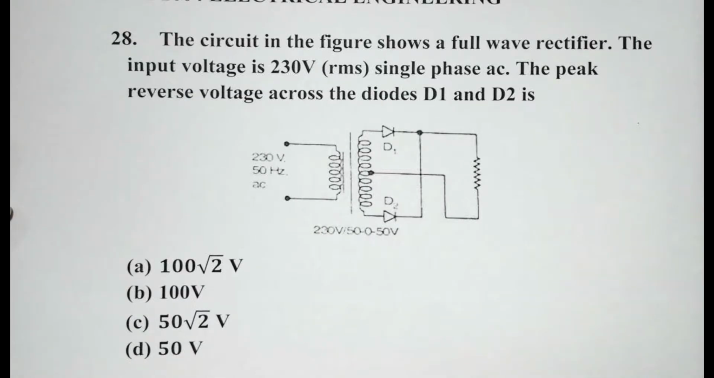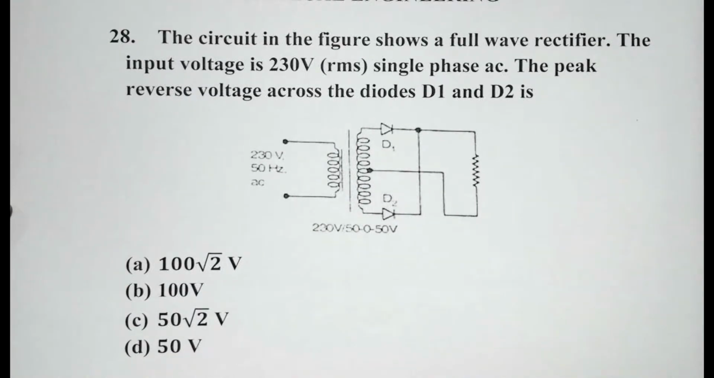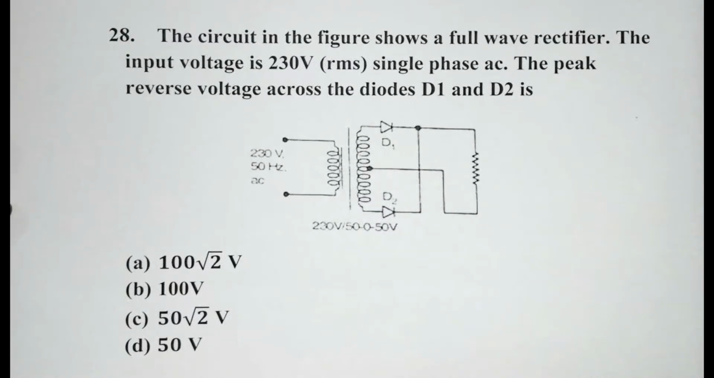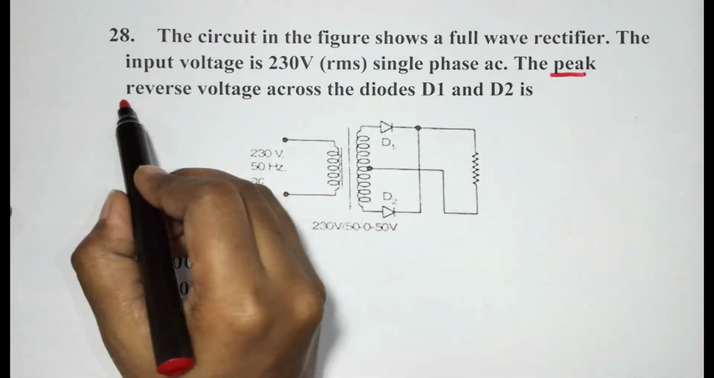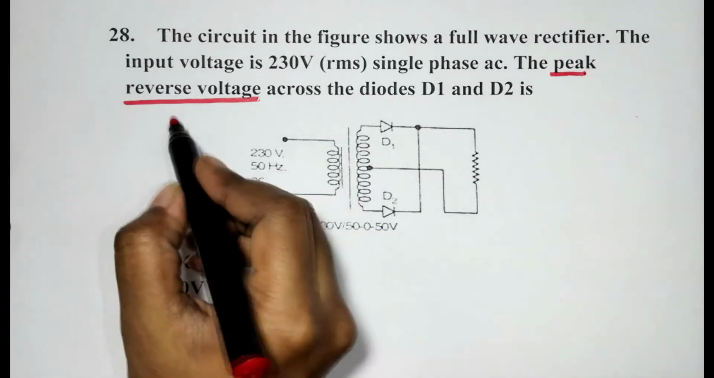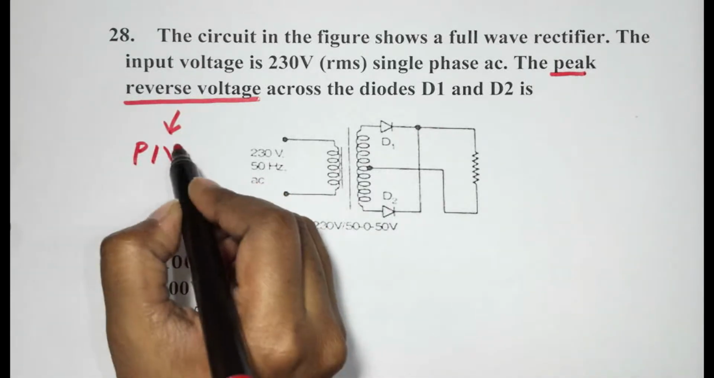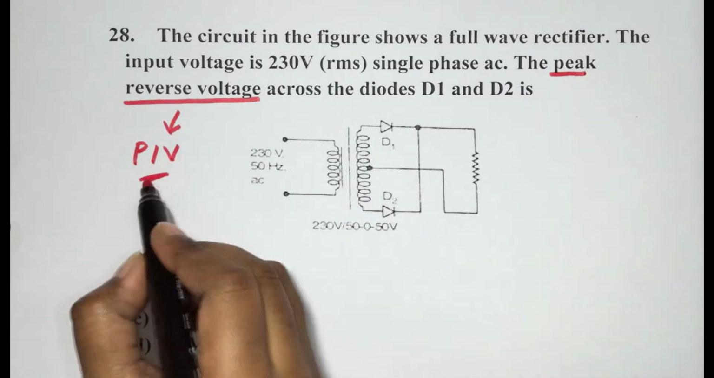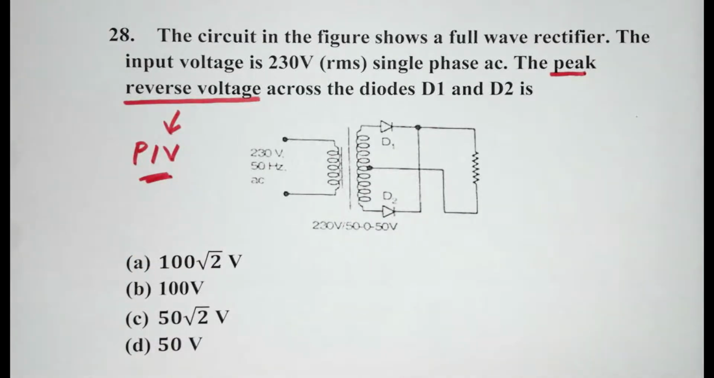Now in order to solve this problem, we first have to understand what the peak reverse voltage is. The peak reverse voltage, also known as the peak inverse voltage or PIV, is the maximum possible voltage across a diode. This actually happens when it is in reverse bias. So it is the maximum possible voltage across a diode in reverse bias.